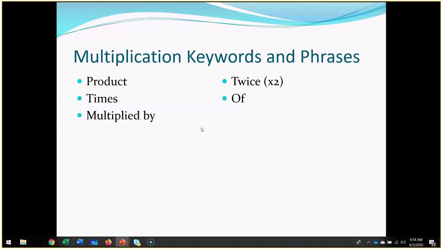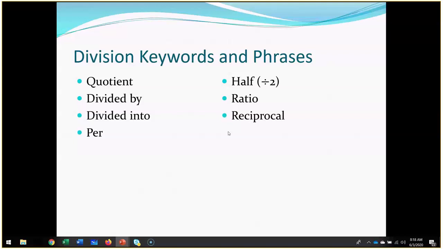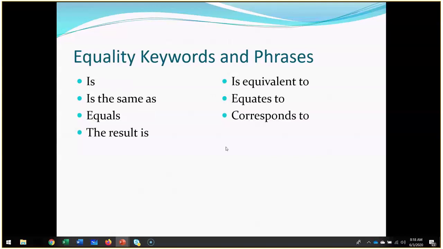And then division. Here's some division words. Quotient is what we talked about last week. And the word per means division, and that's the one that's missed a lot by people. Equality is pretty much straightforward for all of these. Any of these phrases just means equal to.